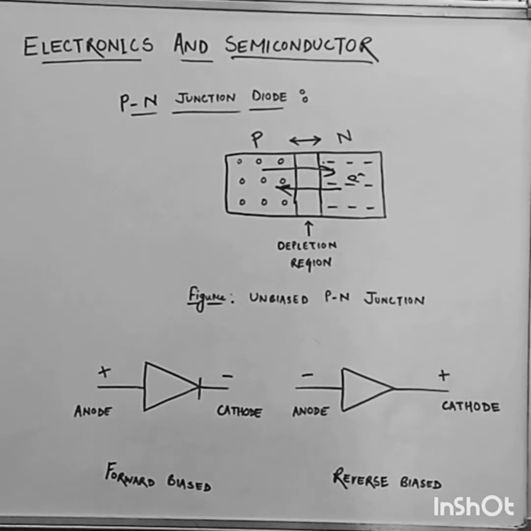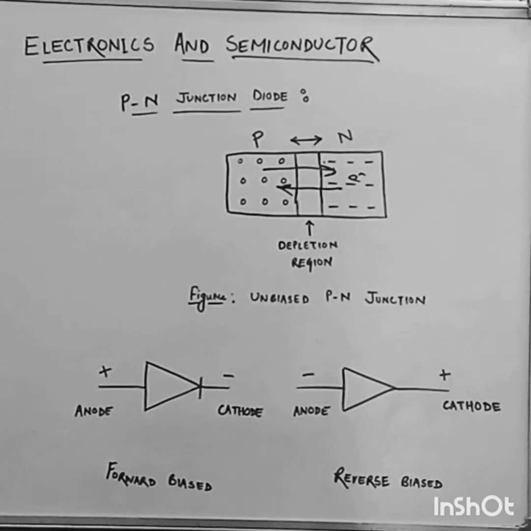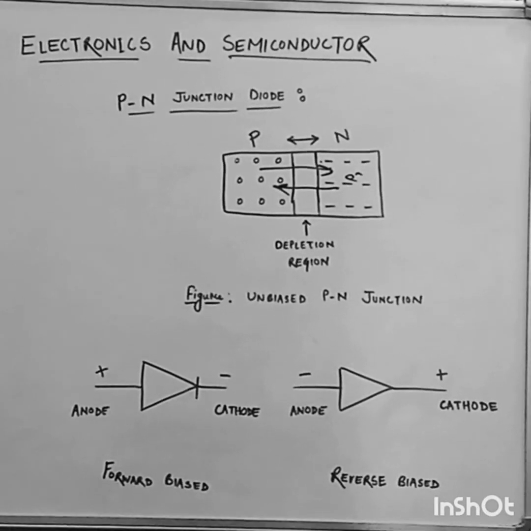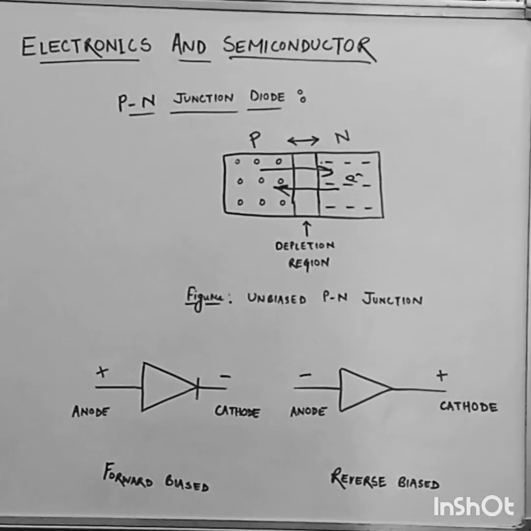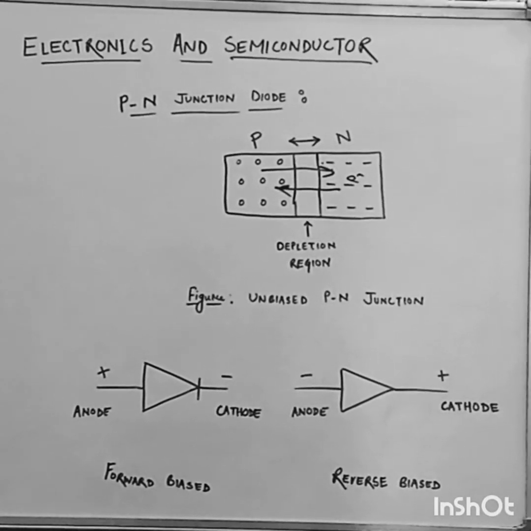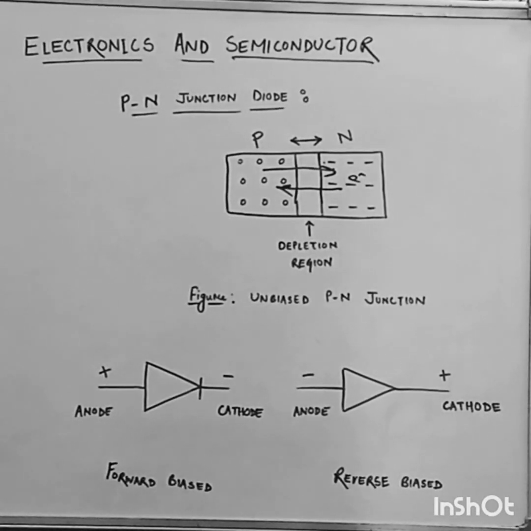So coming towards the biased p-n junction diode, here you can see two diagrams. Number one is forward biased, number two is reverse biased. If I connect a battery to the p-n junction in such a way that the positive terminal of the battery is connected to the p-type region and the negative terminal is connected to the n-type region, then the p-n junction is said to be forward biased. And the reverse one is the opposite. If I connect the positive terminal of the battery to the n region and the negative side to the p-type region, then the p-n junction is said to be reverse biased.